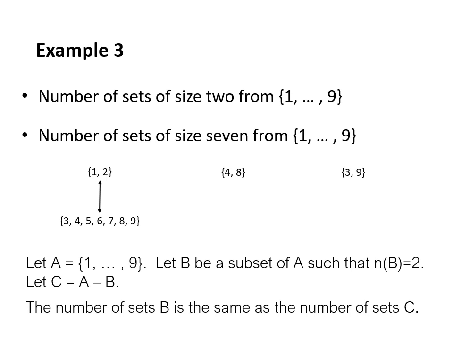Okay, so then as example 3, the number of subsets of size 2 from the set that contains 9 elements is equal to the number of subsets of size 7 from the same set. And here is how we set up the equivalence. The subset {1, 2} is equivalent to {3, 4, 5, 6, 7, 8, 9}. So we exclude 1, 2.